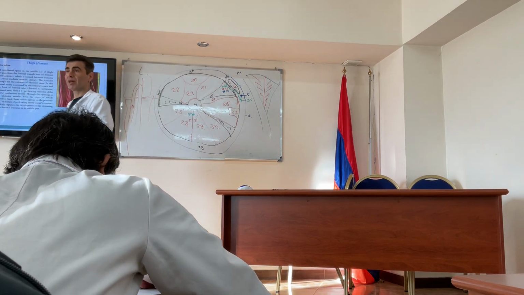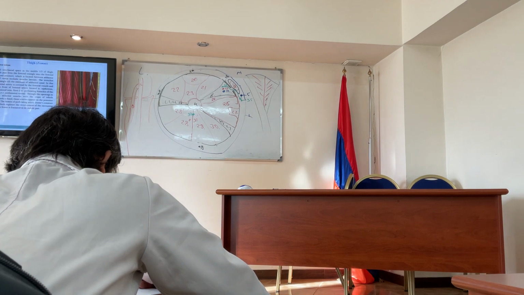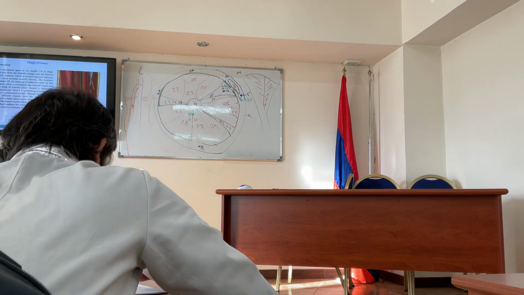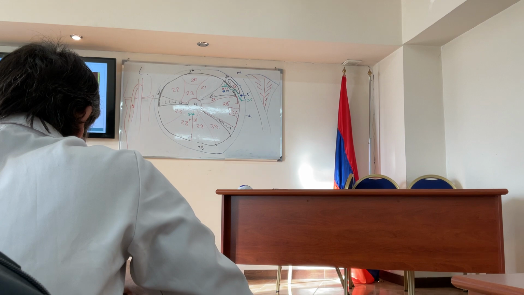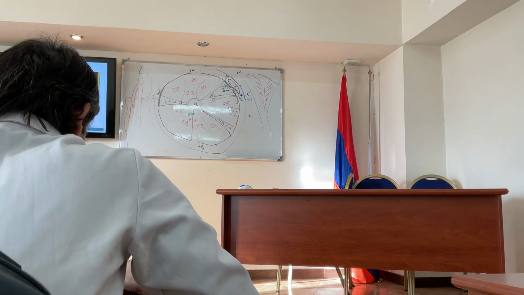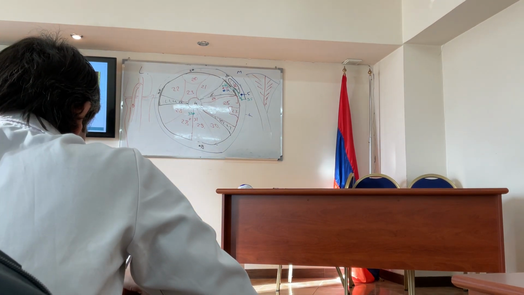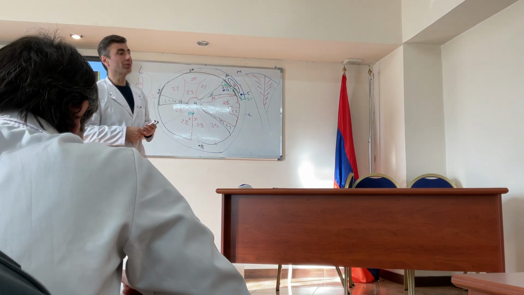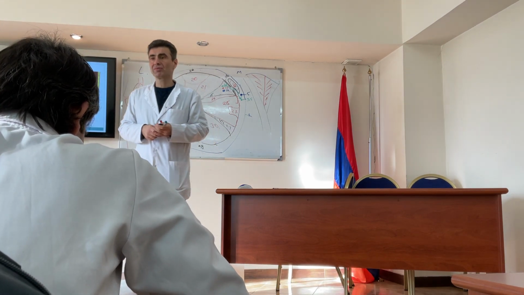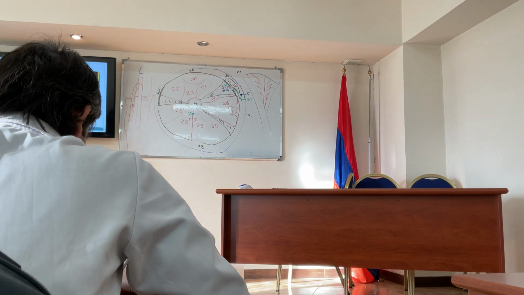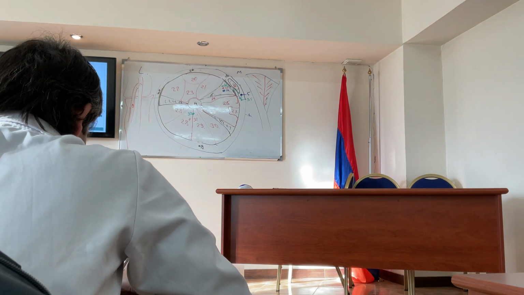Space B in the lower third we call canalis adductorius. Otherwise, we call it the Hunter's canal. Otherwise, we call it canalis femoropopliteus. Canalis adductorius, Hunter's canal, or canalis femoropopliteus.